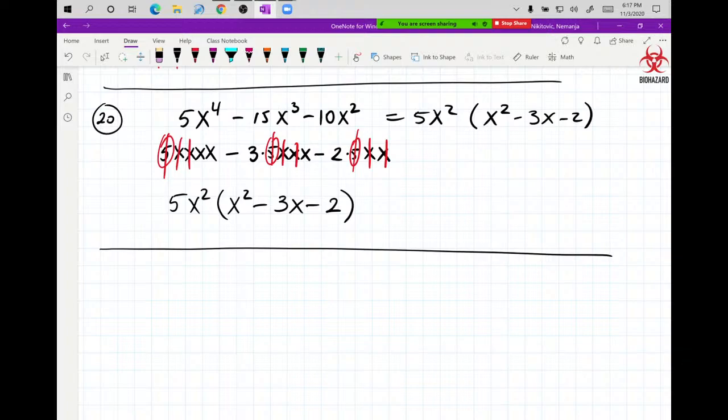One more for these. Well, actually, we can actually get more of them. Actually, there's a whole other section here. Perfect. Let's start with problem 22. 7x cubed y cubed plus 14x squared y squared.